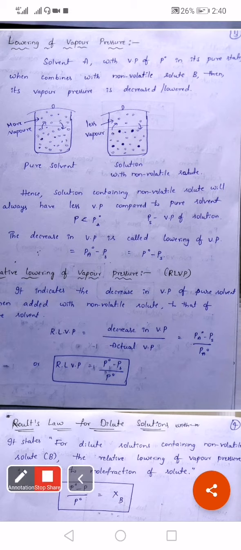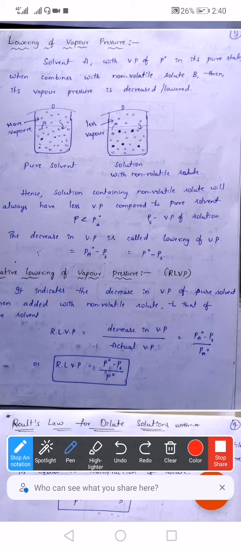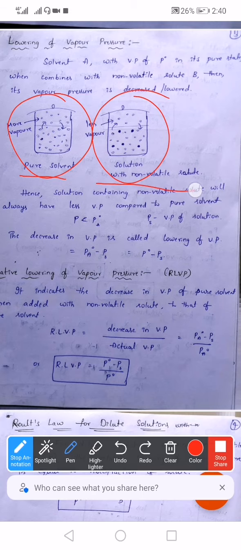As we have seen, when a solvent is mixed with a non-volatile solute, some of the solvent particles at the surface will be replaced with these non-volatile solute particles, which makes less vapor from this liquid, hence giving less vapor pressure compared to the pure solvent. Here you observe two pictures which represent pure solvent and solution with a non-volatile solute. Since we need the vapor state, I have taken it with a closed lid.